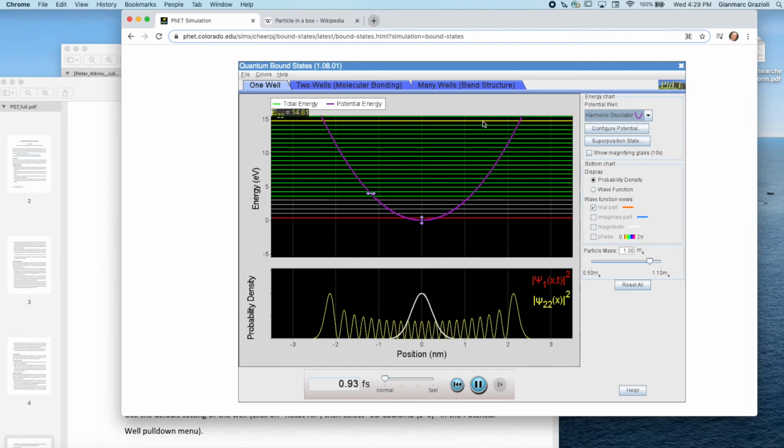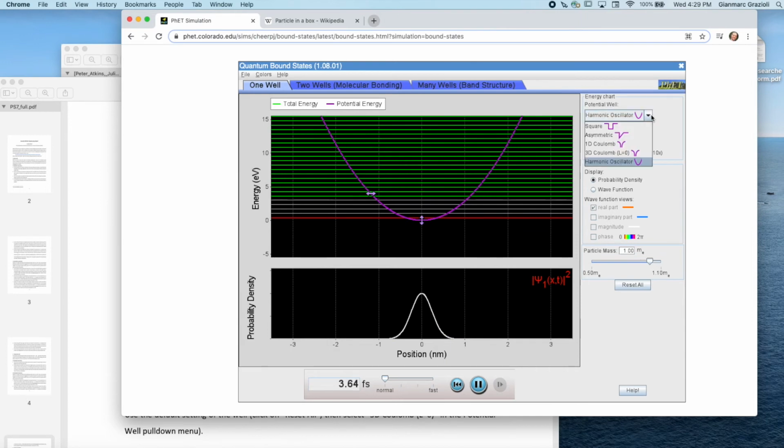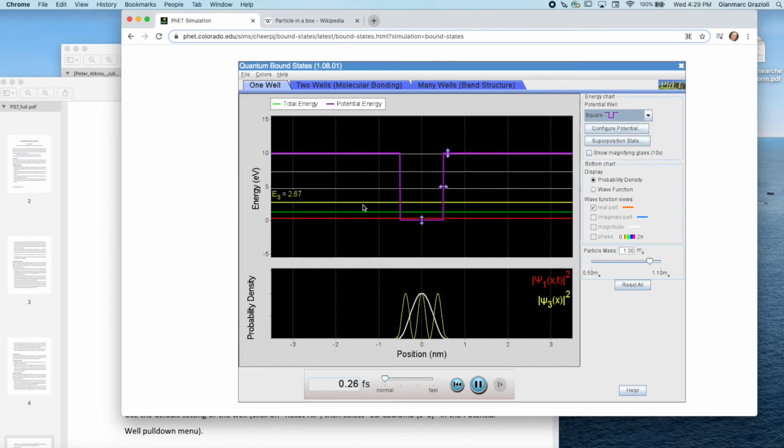This is a little different. Now let's see what they want us to do with this thing. So basically, if you look at the potential energy here, let's just compare the two real quick. So here we have a square well.